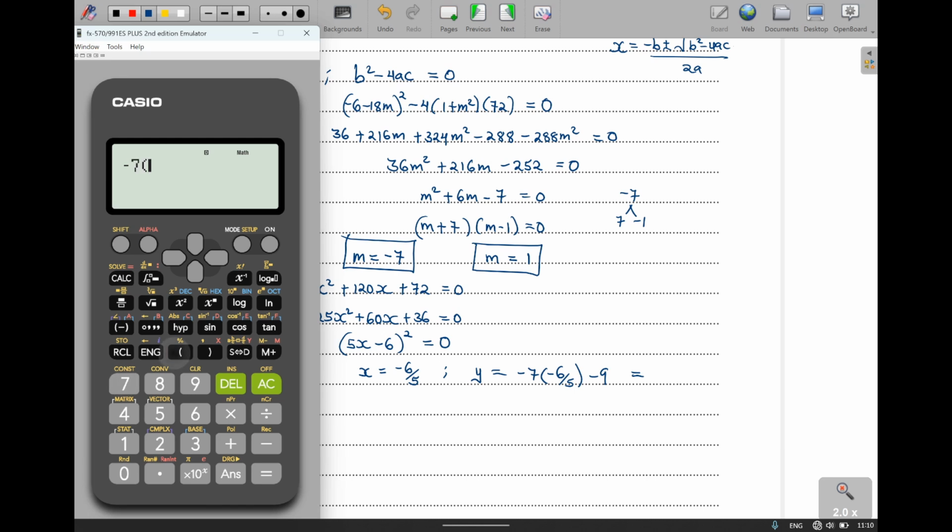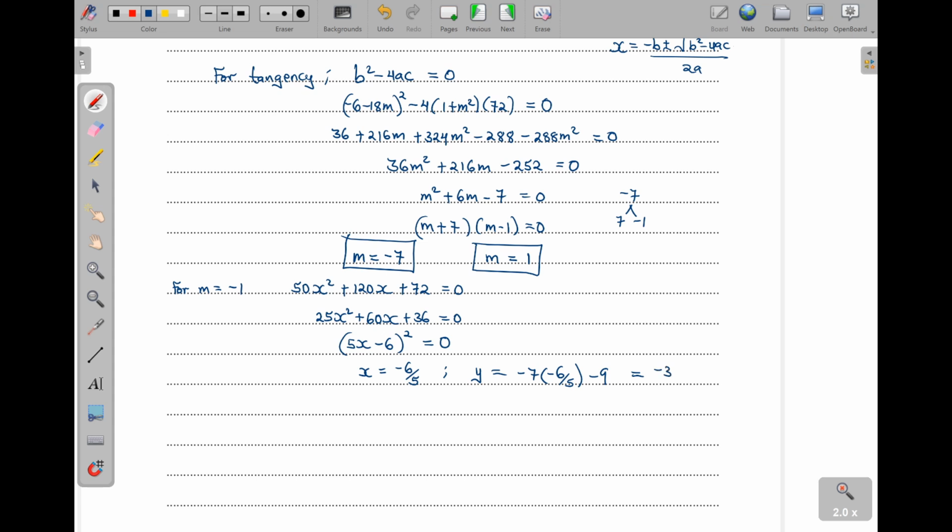So what does it give us altogether here? Negative 7 into negative 6 over 5. Then after that, we have minus 9. That one gives us negative 3 over 5. Negative 3 over 5. That means one point of intersection is this one here. The x-coordinate is negative 6 over 5. The y-coordinate is negative 3 over 5. So that is that.